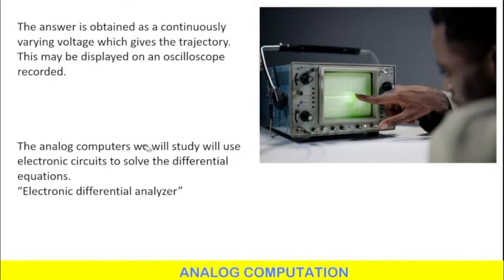How can you see the trajectory? You can see the trajectory on the oscilloscope. An oscilloscope is an instrument like this, so it can be recorded. You have used an oscilloscope in your laboratory, I guess. I have used it in the lab, and you also have used it in the lab. Now the analog computer we will study will use an electronic circuit to solve the differential equation. What kind of electronic circuit it will be, I will tell you. That is why we are using an electronic differential analyzer. It is termed an electronic differential analyzer, the method we are using.